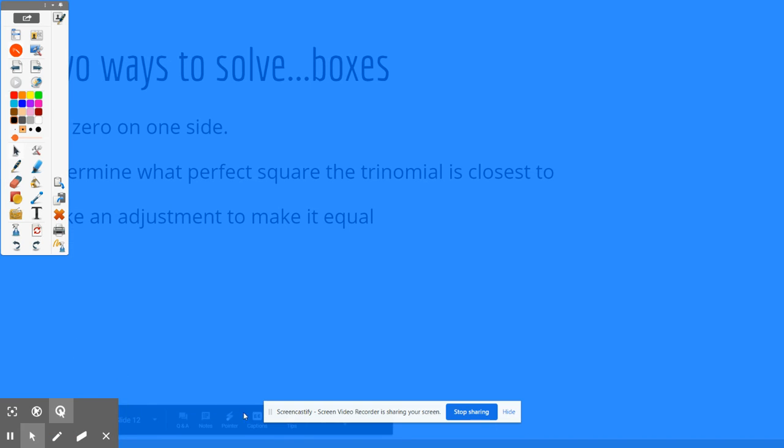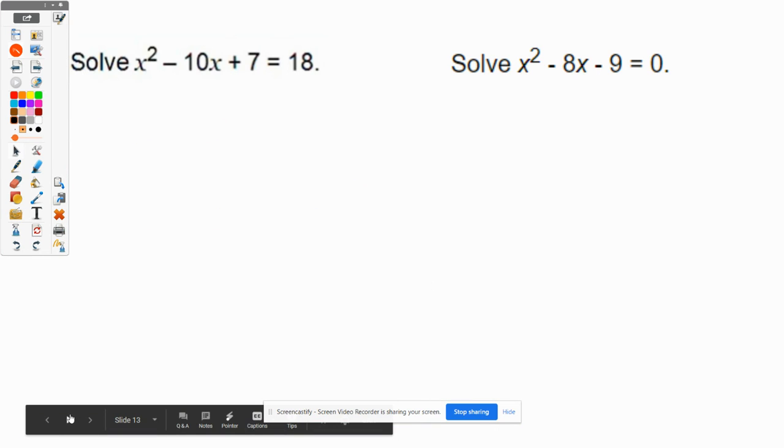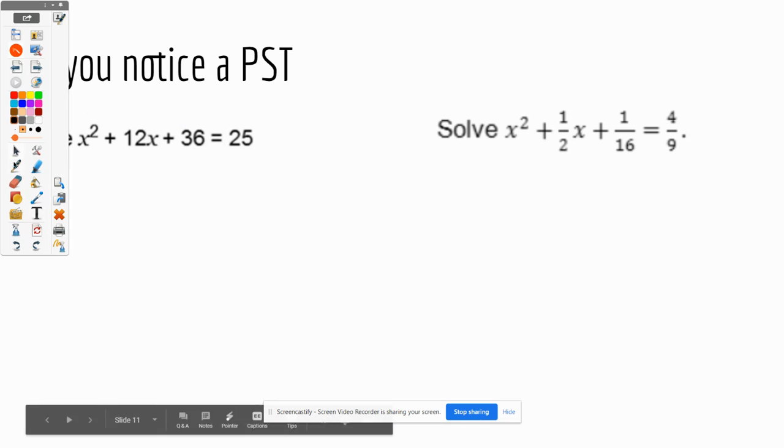What'd I do? Undo that. I made it blue. I don't want that. Okay. Why is it blue? Okay.